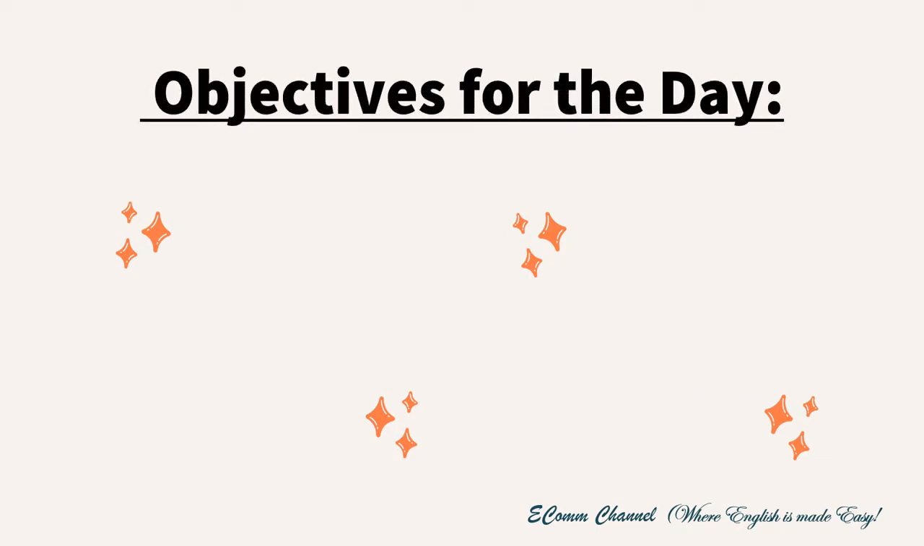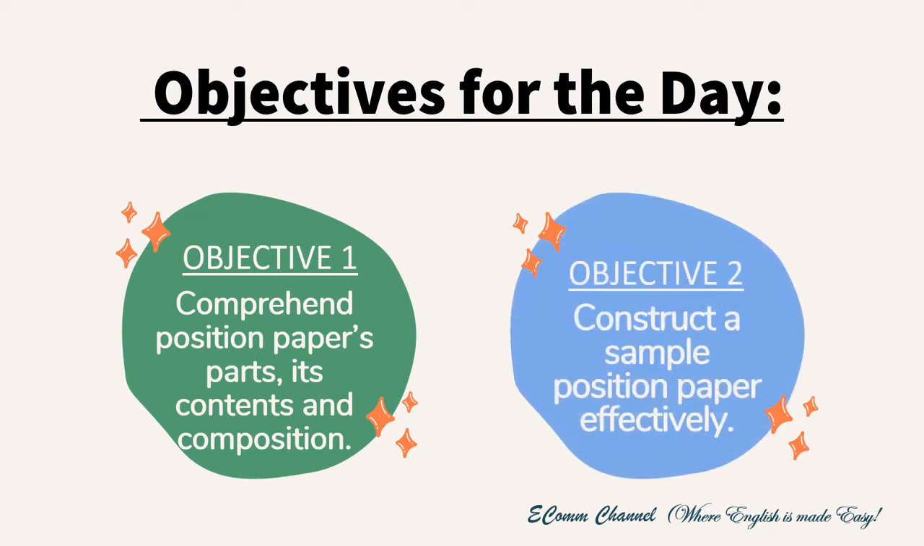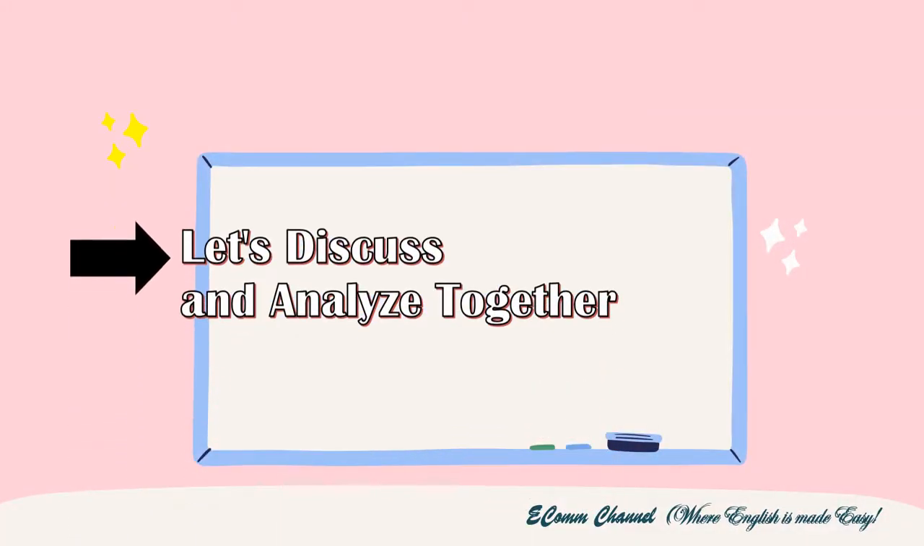Here are today's objectives. Comprehend the position paper's parts, its contents, and composition. Through an example I have written, you will get familiar with and understand the parts of a position paper and what each of these parts contain. Construct a sample position paper effectively. After the video lesson, you are expected to write an output, your own constructed position paper about a current issue. On that note, let's discuss.